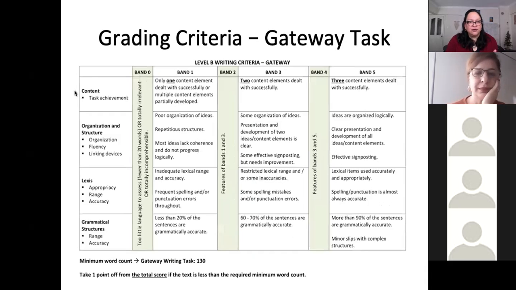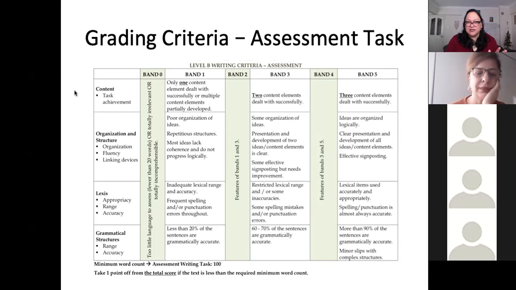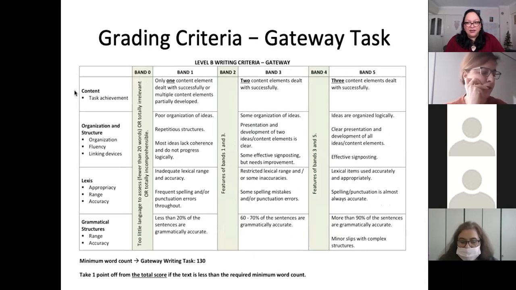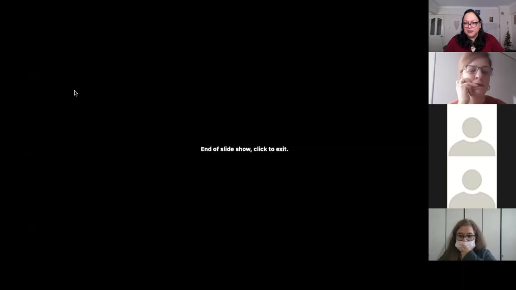Just to let you know, the grading criteria for the assessment task and the gateway task are exactly the same, except for the minimum word count that's at the bottom. Like I said, 100 for the assessment and 130 for the gateway. So I think that is all.